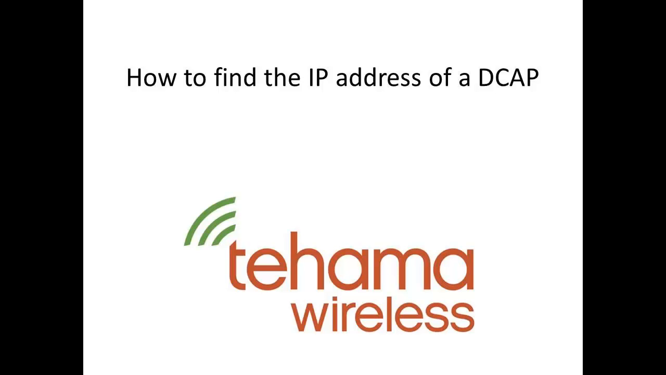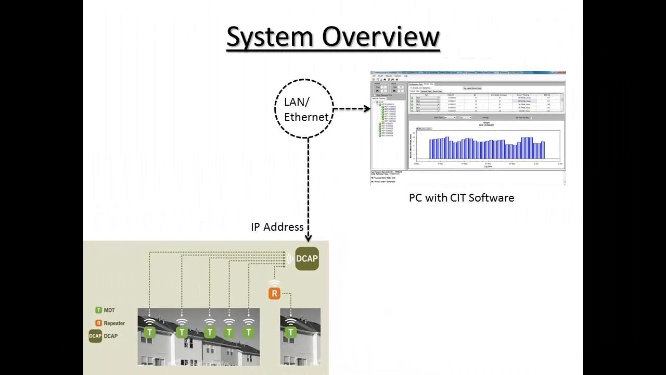Welcome to the Tehama wireless video on how to find the IP address of a Data Concentrating Access Point, or DCAP. The IP address is necessary for the setup of the DCAP and is needed by the Commissioning and Installation Tool, or SIT software, to identify the specific IP address for each DCAP. This allows the SIT to communicate with the DCAP for configuration, maintenance, and retrieval of the monitor data.